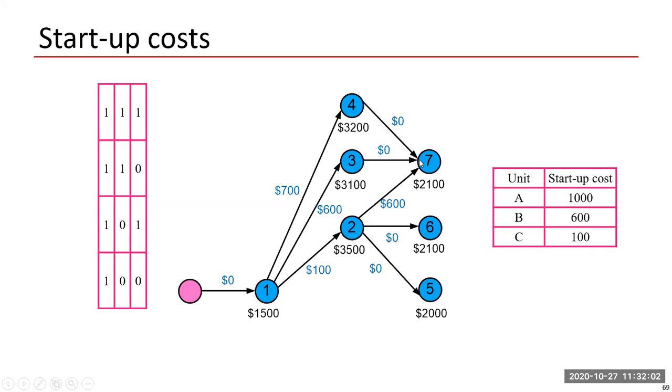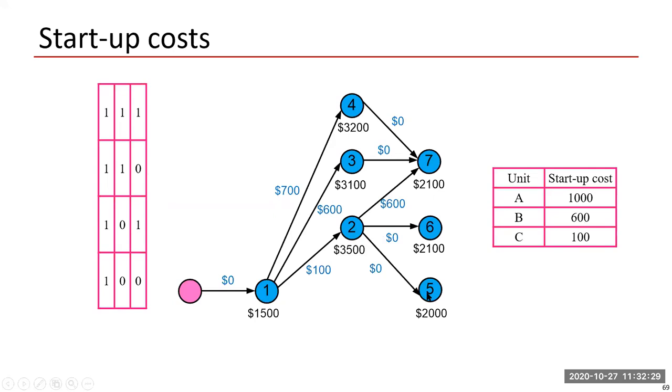So it is 0. From here to here, what I'm doing, 101 to 110. I'm shutting down unit C, where I don't have any cost because no shutdown cost is there, but I'm turning on unit B. So there is some cost, $600. So this is your $600 from here to here. From here to here, it is the same state, so we don't have any cost.